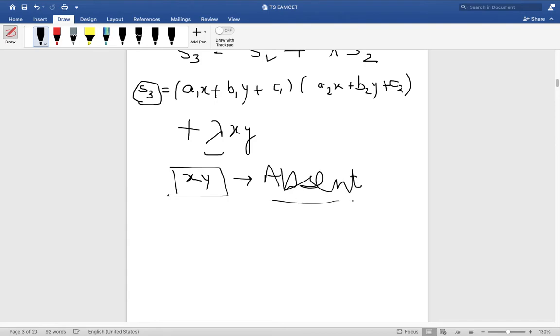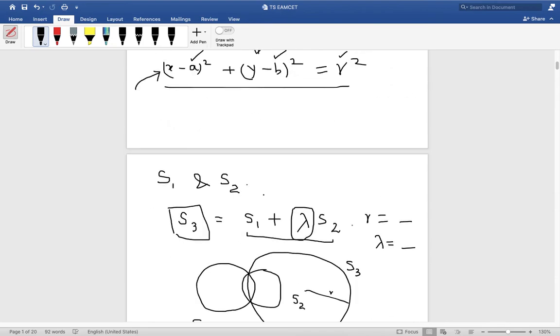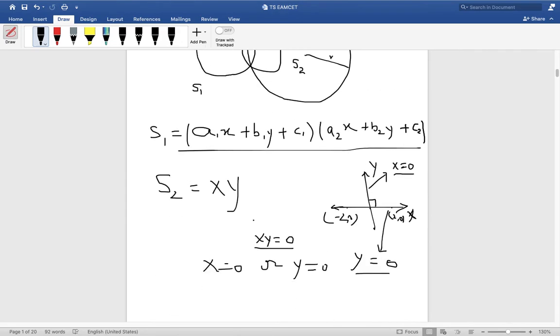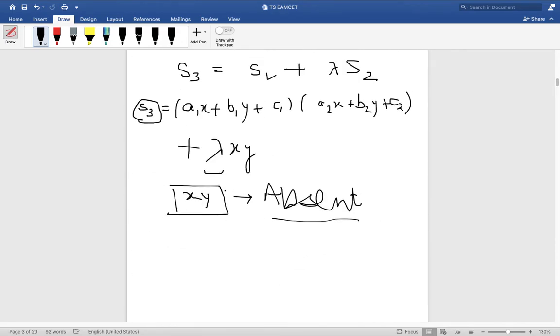Why? Because the general equation of a curve is given by this. For x minus a whole square plus y minus b whole square equals r square, you will get x square terms, you will get x term, you will get y square term, you will get y term, you will get constant, and this is also a constant, but there is no xy term. And I can use that fact that the xy term is absent to find out the value of my lambda. So I will just expand this bracket to get the xy term.